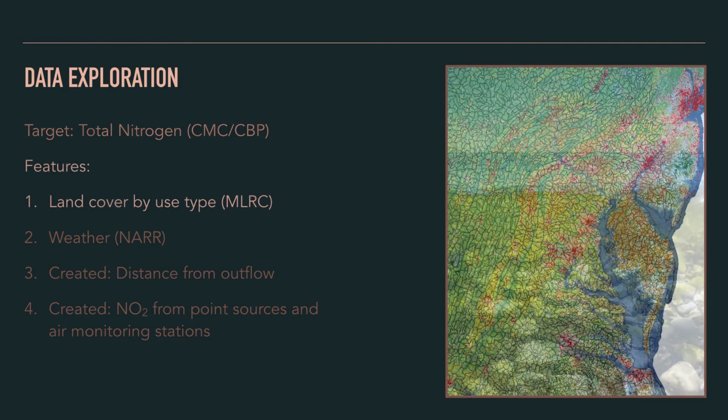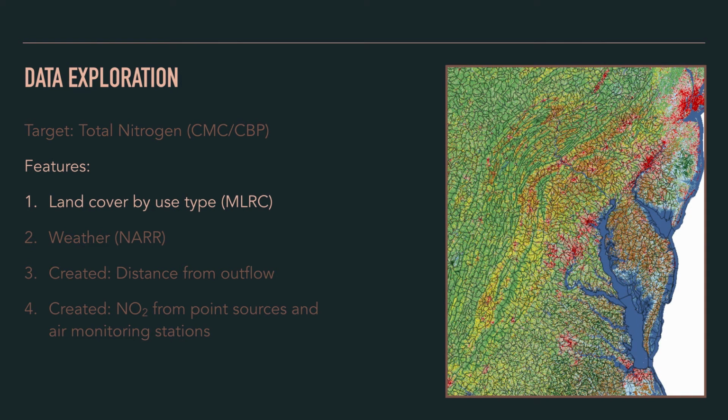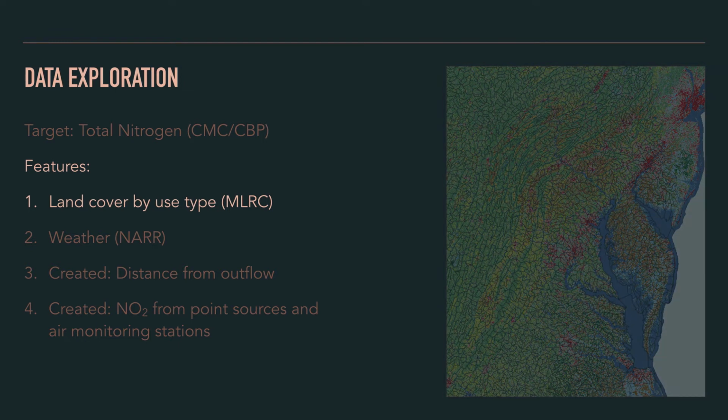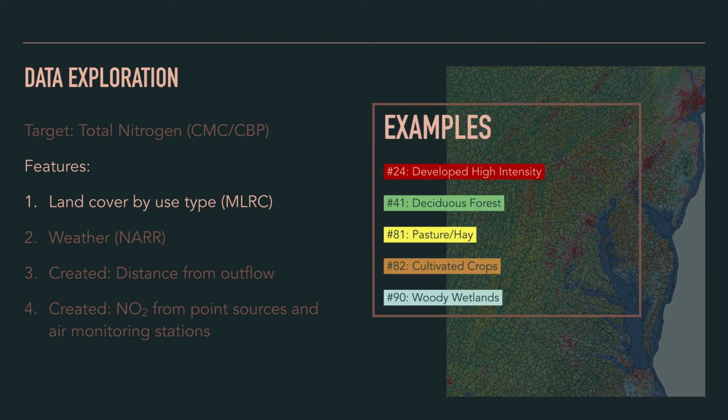Using land cover data from the Multi-Resolution Land Characteristics Consortium, the National Land Cover Viewer, and the Watershed HUC-12 Boundaries Shapefile, we obtained the following features. Land cover percentage for each code in the NLCD legend. Some examples are shown here on the right. The mean of the pixel values for each segment, and the area of each segment in acres.